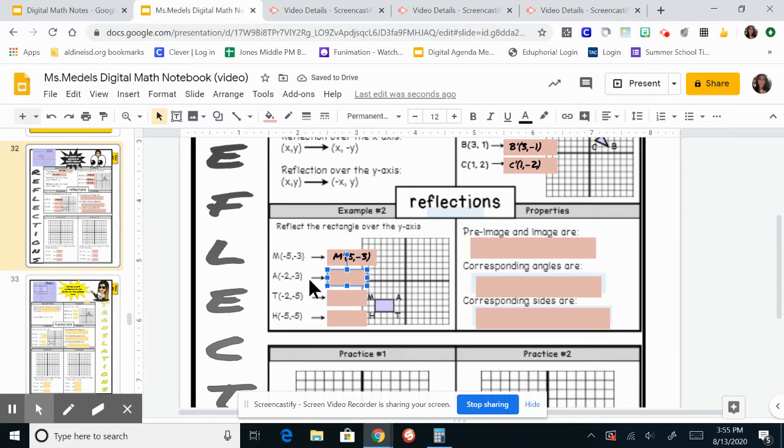Okay, for my A prime, because I'm reflecting over the y-axis, my x is going to change. So instead of having negative 2, now I have a positive 2. And my y is going to stay the same. Move that over. There we go. T prime. Again, reflecting over the y, so my x is going to change. Instead of negative 2, that's now going to be a positive 2. And my y's, I'm going to leave alone.